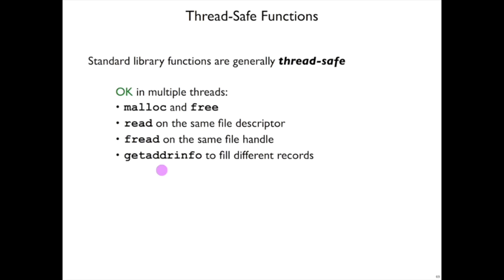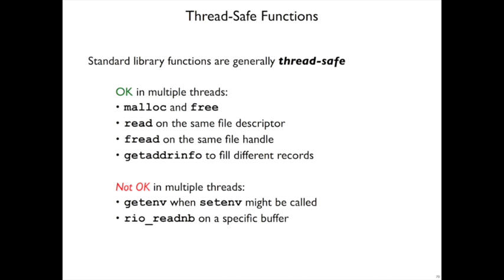And getaddrinfo. As long as you're filling in different records, you can call getaddrinfo at the same time on as many threads as you want, and whatever it does internally is synchronized. There are a few exceptions. For example, getenv turns out not to be thread safe. If you're using getenv in one thread and setenv in another thread, bad things can happen, so don't do that.